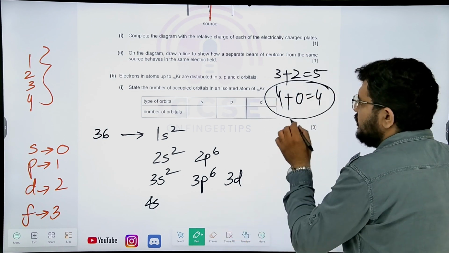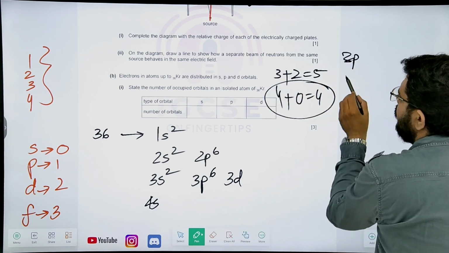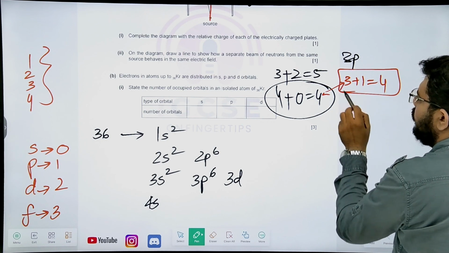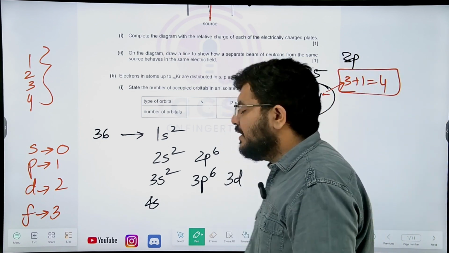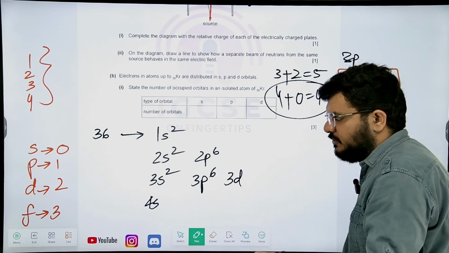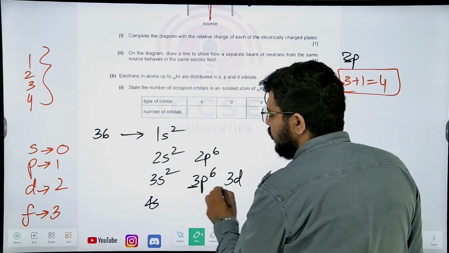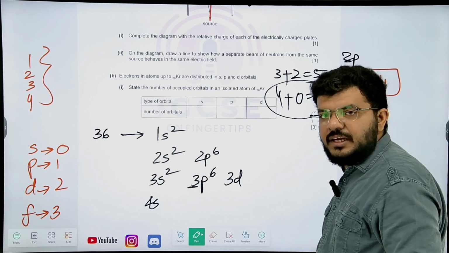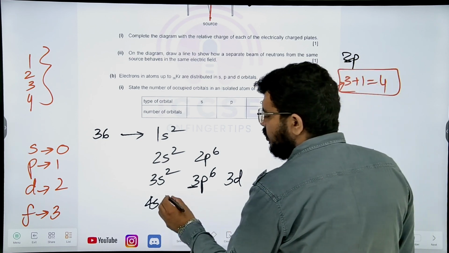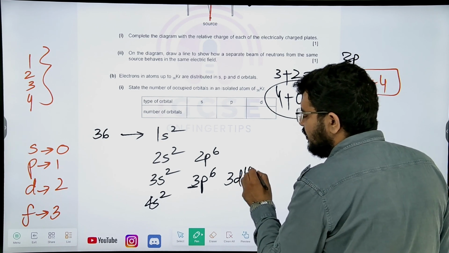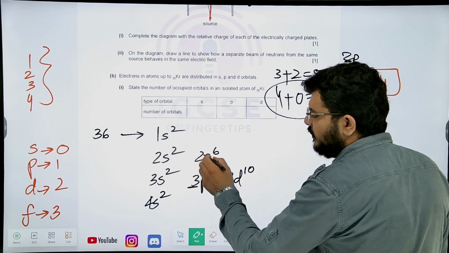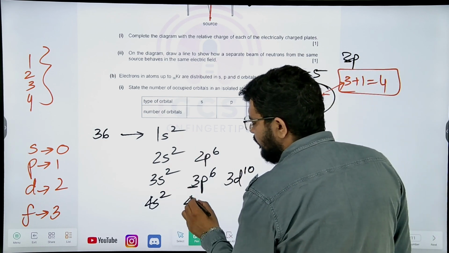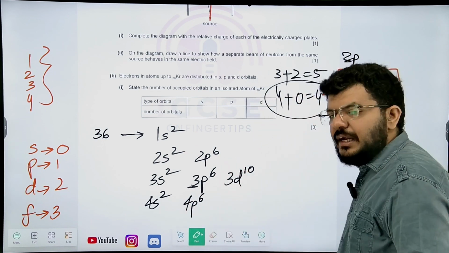Now if you write the same thing for 3p, you'll have 3 plus 1, which is equal to 4. In this case there is a tie, both of the totals are 4. What you do then, if that ever happens, and it will happen, is you fill the shell with the lower principal quantum number first, and then you go to the subshell. So 4s2 and 3d10. Let's find out the number of electrons. 12, 12 plus 10 is 22, 22 plus 8 is 30, and we have 4p6. This is the complete shell.